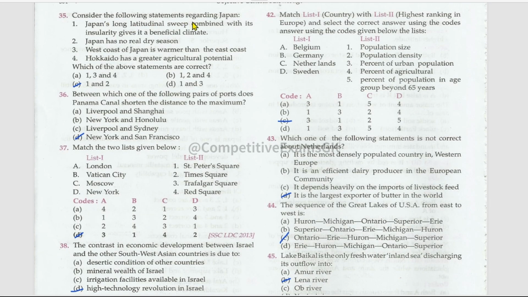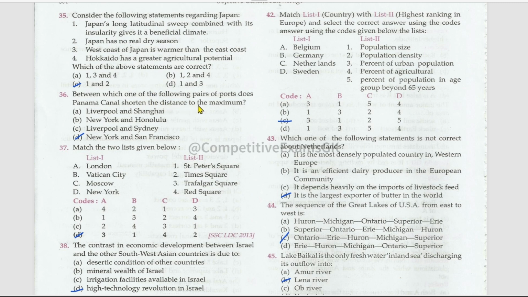Consider the following statements regarding Japan. Which of the above statements are correct? Okay. Japan's long latitudinal sweep combined with its insularity gives it a beneficial climate. True. Japan has no real dry season, right? 1 and 2 are correct statements and 3 and 4 are the incorrect statements.